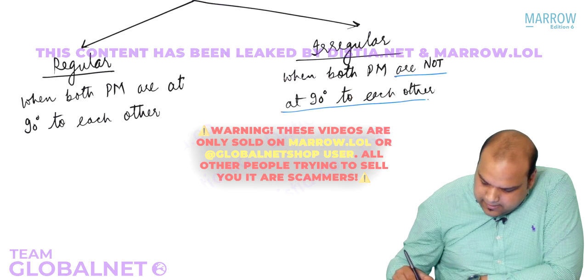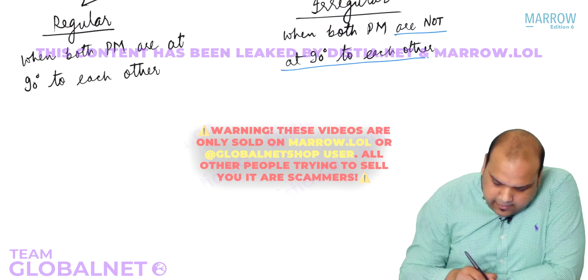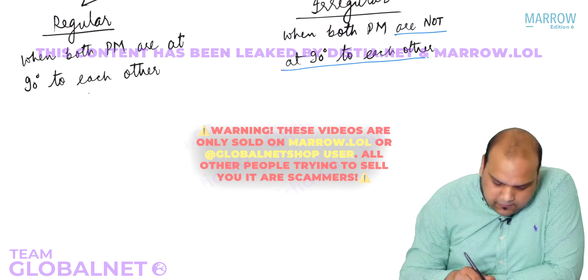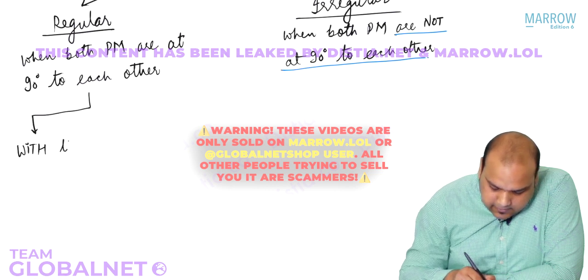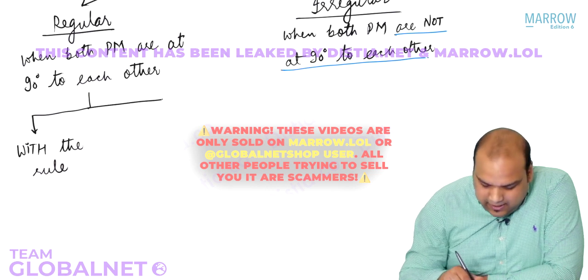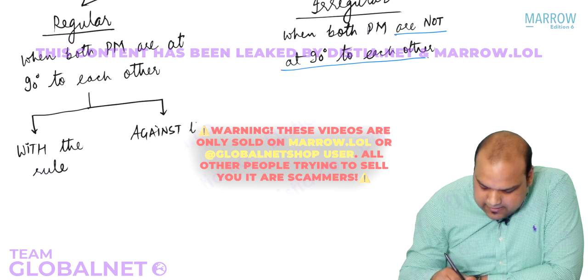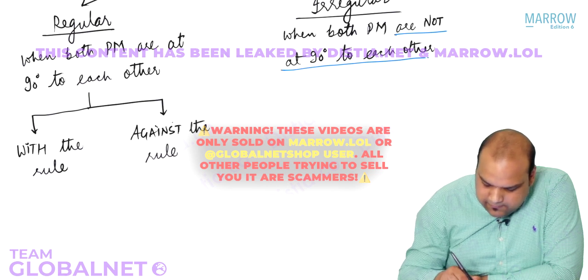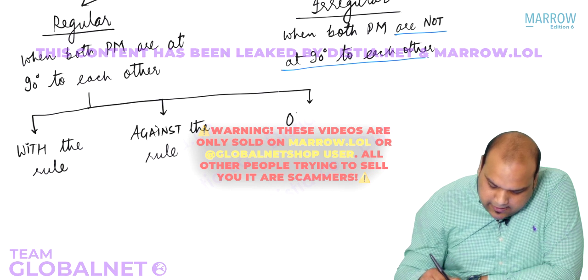Then, I'll explain all this, everybody. Regular astigmatism can be divided into further subtypes with the rule. You may have heard this and they may have been troubling you, everybody, all these names. Against the rule and oblique.